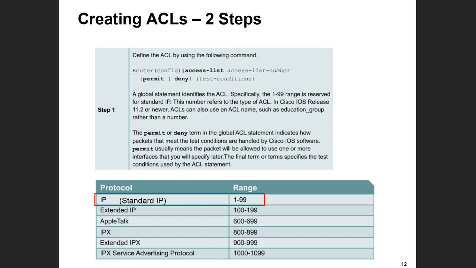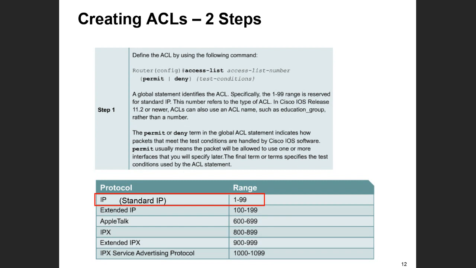The only numbers that we're really interested in are IP, and you don't have to worry about IP version 6 anymore. That used to be an objective for CCNA. It was IP version 6 access control lists, but they're not in the CCNA routing and switching certification exam objectives anymore. So we're going to go to step 1, and we're going to define the access control list, and we'll say at the configuration mode of the router, the word access-list, and then we'll make up a number to use. Any number from 1 to 99. That's standard IP version 4.